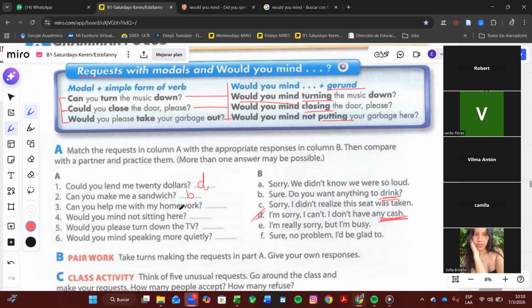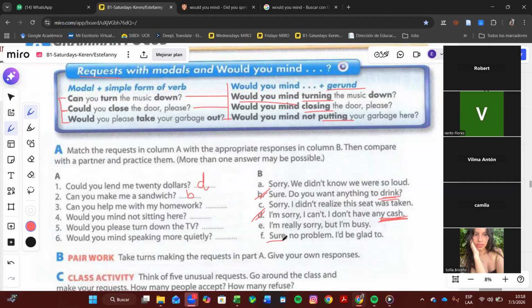Then can you help me with my homework? Vero, what do you think? Can you help me with my homework? F. Sir, no problem. I did B answer. So sure, the F. Okay, sure. No problem. I would be glad to.